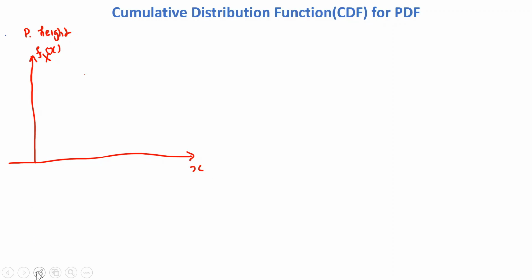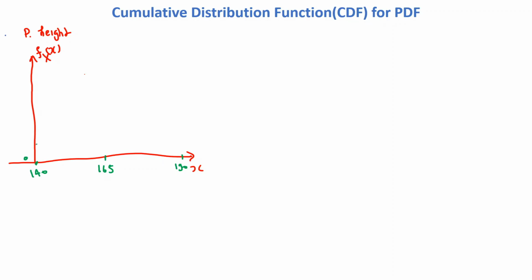We have a population height distribution data. So let me draw a city population height distribution by using probability density function. So this is your f of x and this is your x. So these values we have corresponding to, this is your 165, this is your 190 and this is your 140.